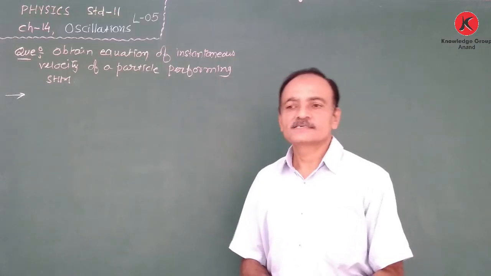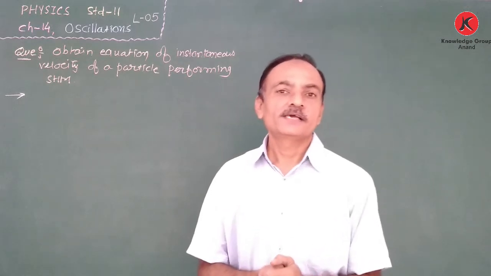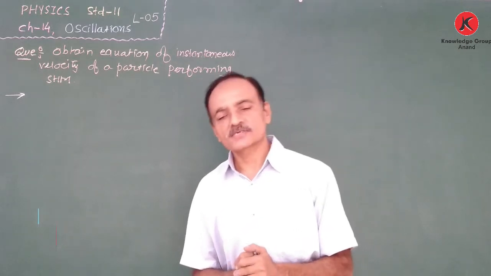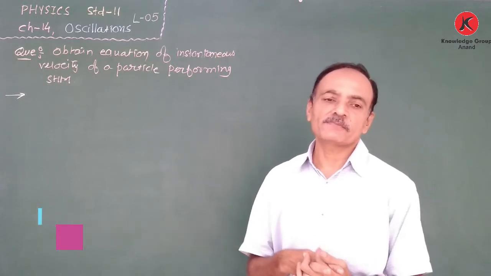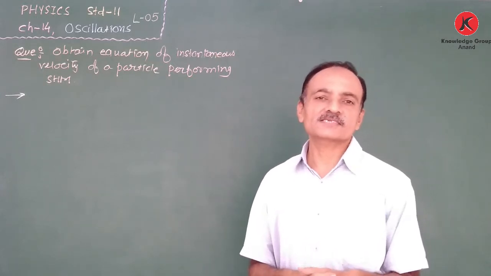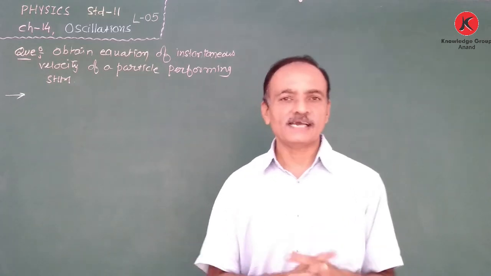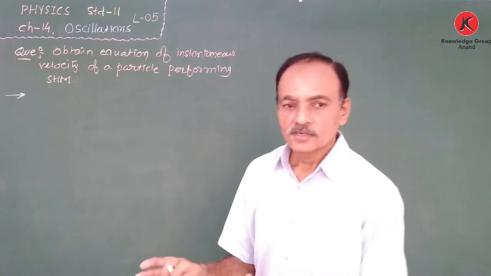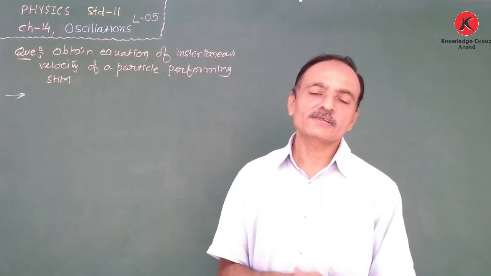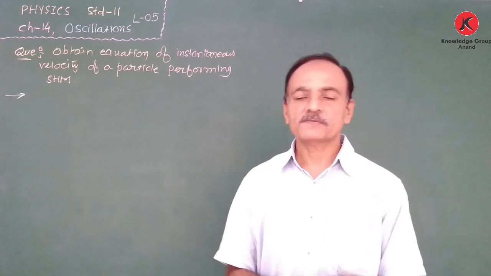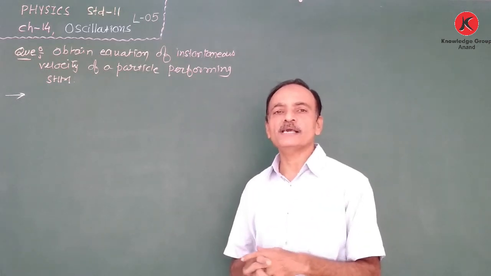Good morning, friends. In the last lecture, we discussed amplitude, phase constant, periodic time, frequency and angular frequency, and we obtained the equation of this. We also drew the graph of amplitude versus time. Also, we discussed the relation between the angular frequency and the periodic time T. We obtained T is equal to 2 pi upon omega, and also omega is equal to 2 pi f.